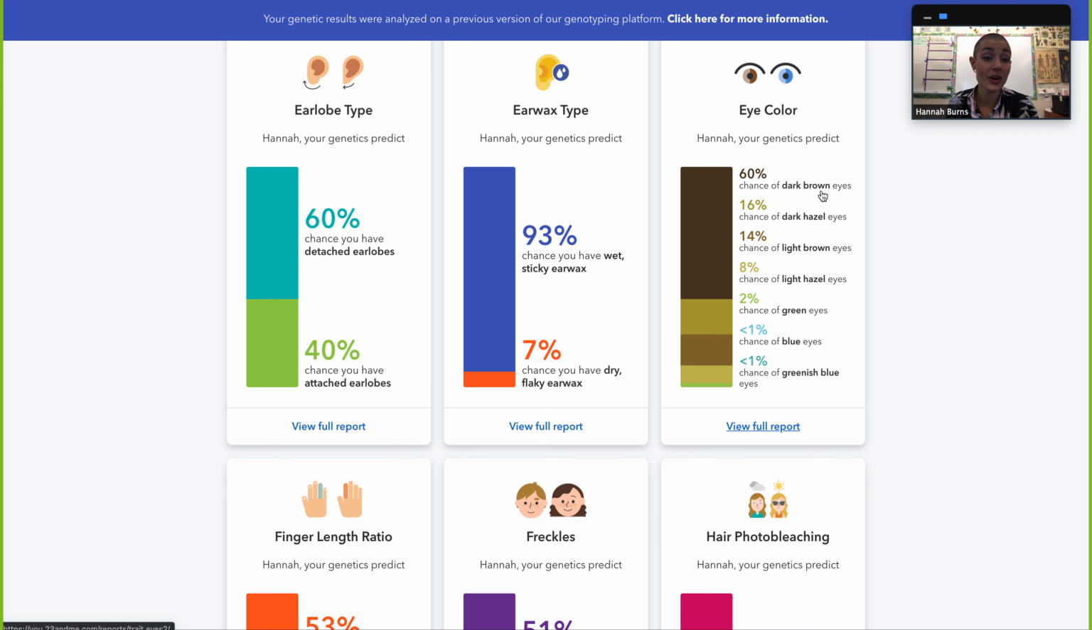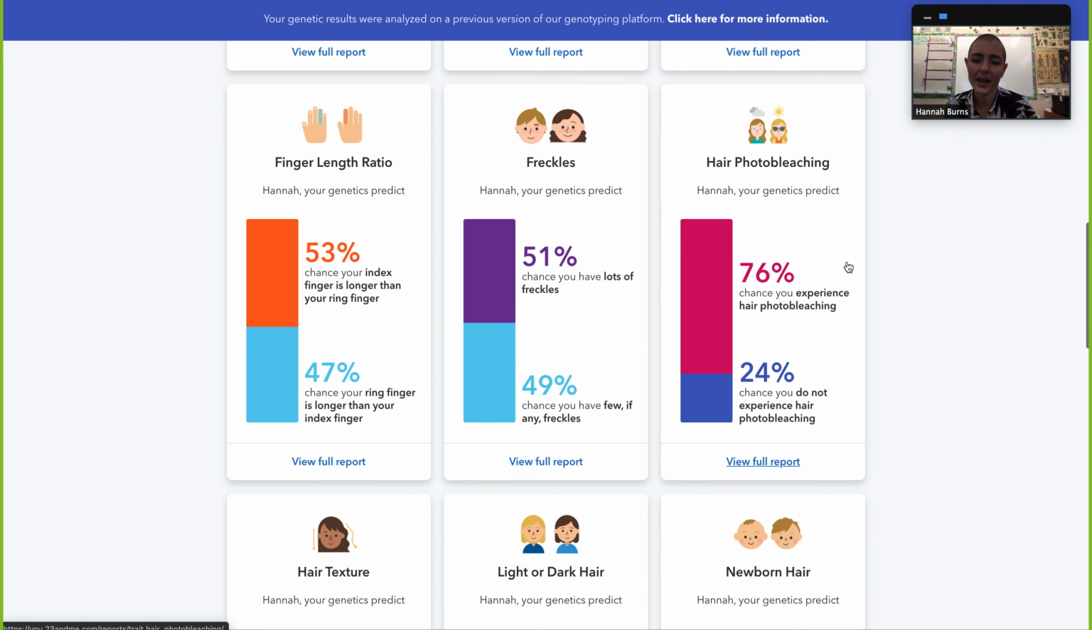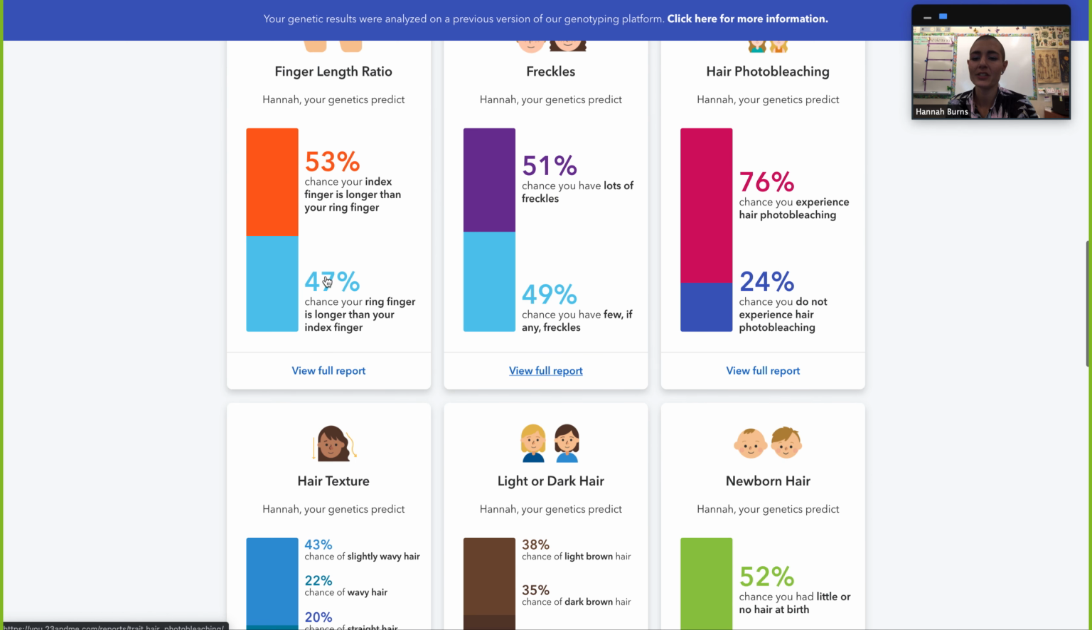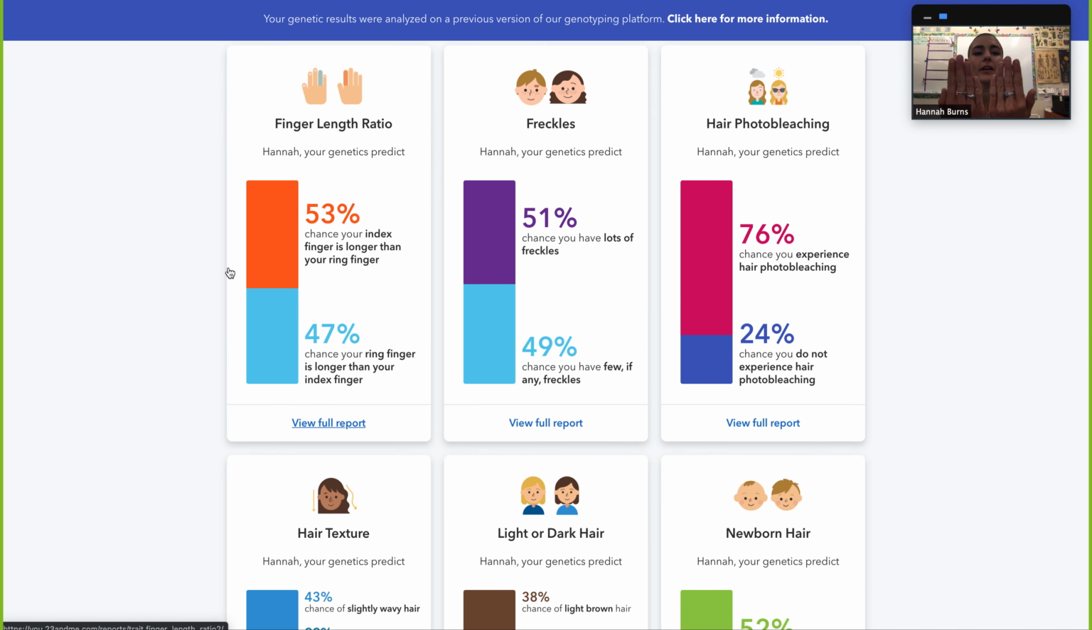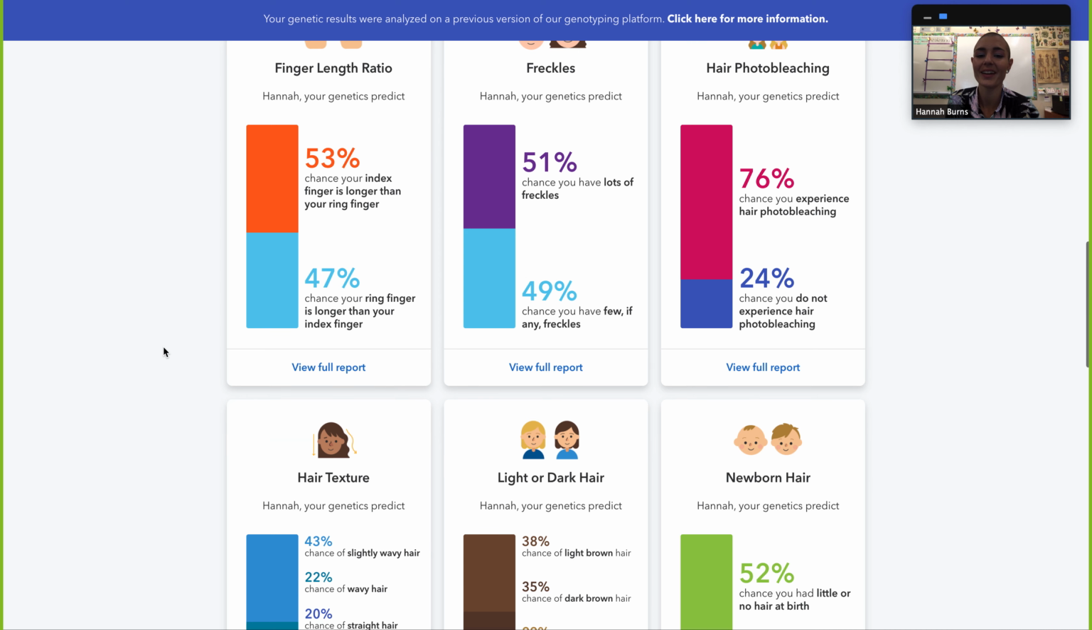High chance of having dark brown eyes, but I think I have more like hazel. I don't know. I've always liked my eyes. Probably can't see because there's not a lot of light here, but yeah. Finger length ratio. Chance that my index finger is longer than my ring finger. That's not true. So once again, our DNA doesn't always tell us for sure everything. Sometimes there's some differences that might exist, and we'll learn about that later on.